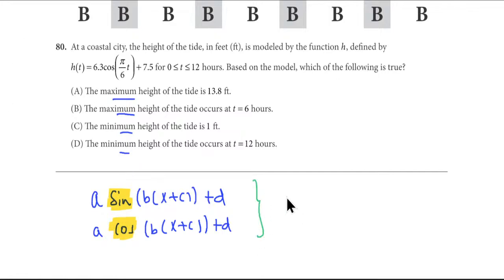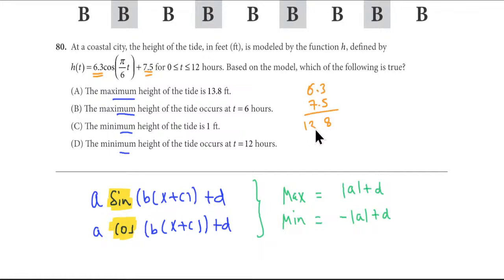Then the maximum value would be the absolute value of a plus d, and the minimum value has to be negative absolute value of a plus d. So that's something that's going to work every time. You can memorize that, and that's going to solve the problem. So they are asking what is the maximum height? Obviously, the maximum height is just going to be the sum of these two. This is 6.3 and 7.5 added. So this is 8 and this is 13.